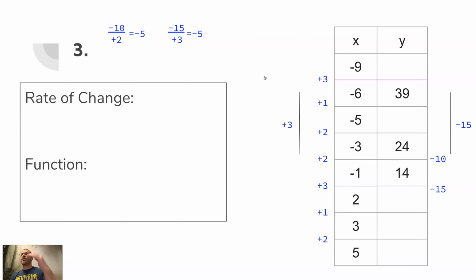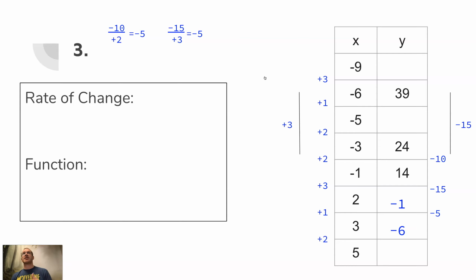All right, so now when I go from -1 to 2, my x goes up by 3. Well, if x goes up by 3, that means y has to go down by 15 like we saw from above. So 14 minus 15 would be -1. Now my next change of x, when I go from 2 to 3, it only goes up by 1. So now, when x goes up by 1, I need just negative 5. And then negative 1 minus 5 is negative 6. And my final change there is plus 2.